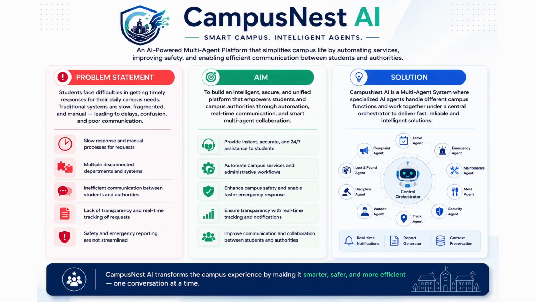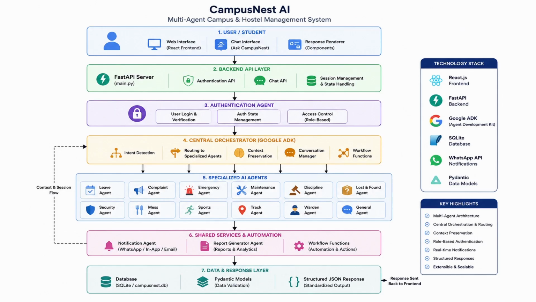CampusNest AI is not just a bot, it is an AI-powered campus operating system. The assistant understands natural language, identifies user intent, authenticates the student, and routes the request to the correct service automatically. Whether the user asks, "I want to go home this weekend," or "the water cooler isn't working," CampusNest AI understands this request and performs the appropriate action.